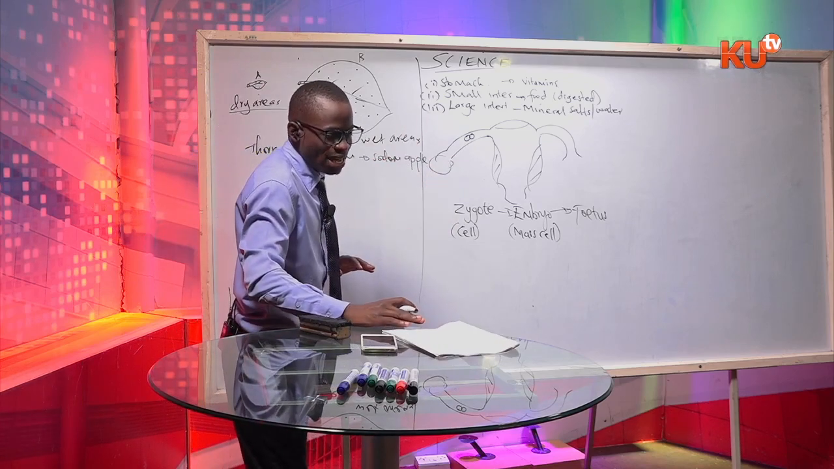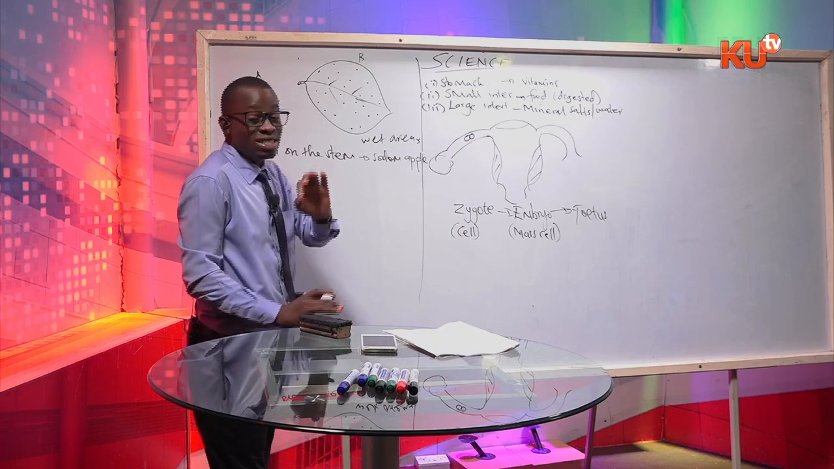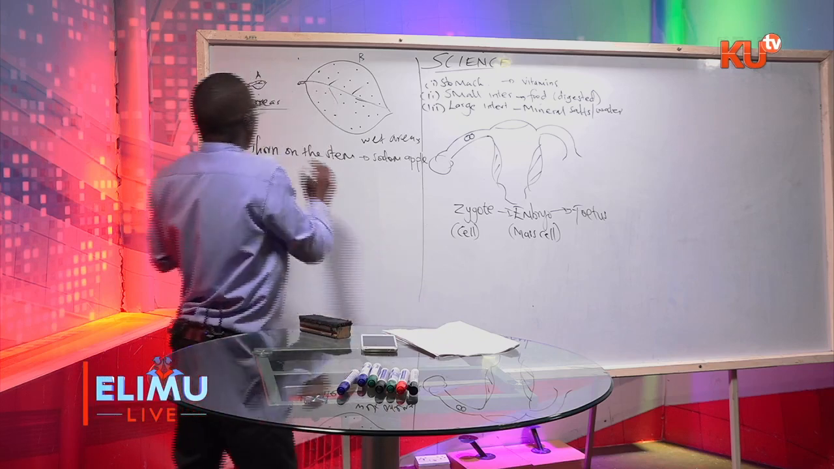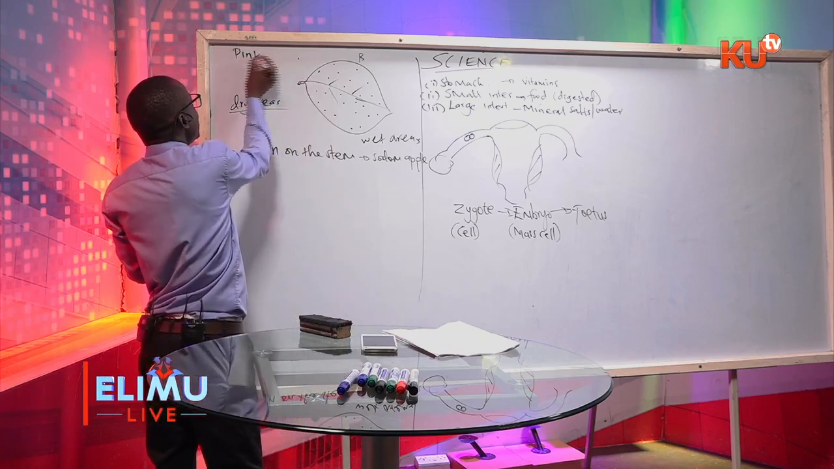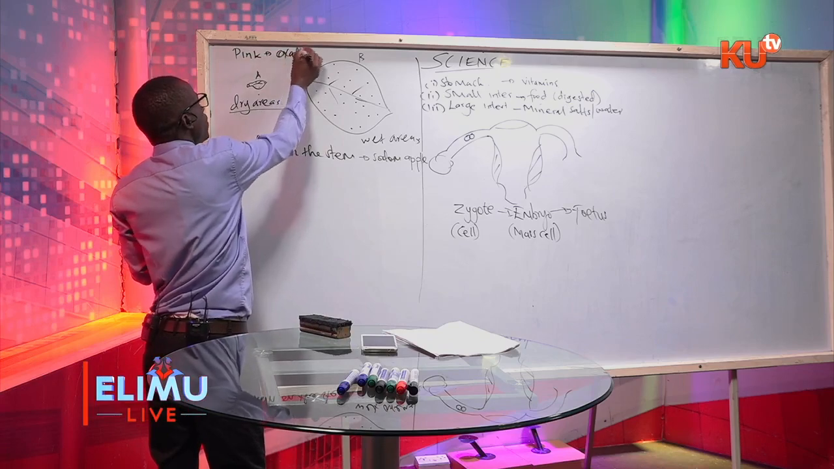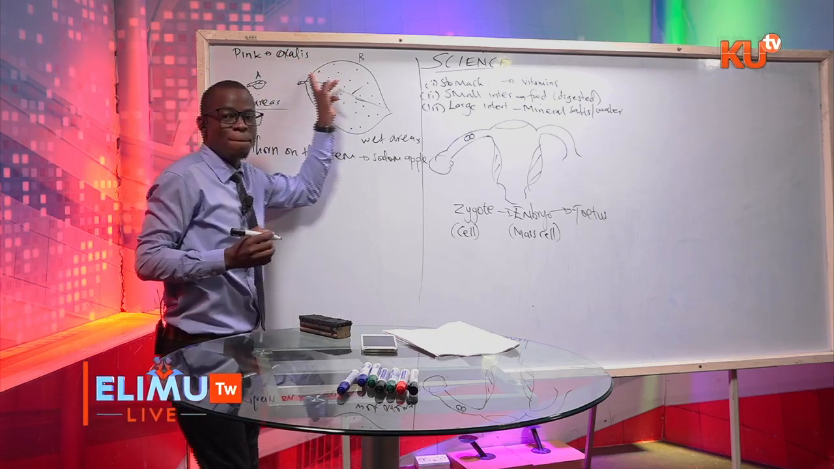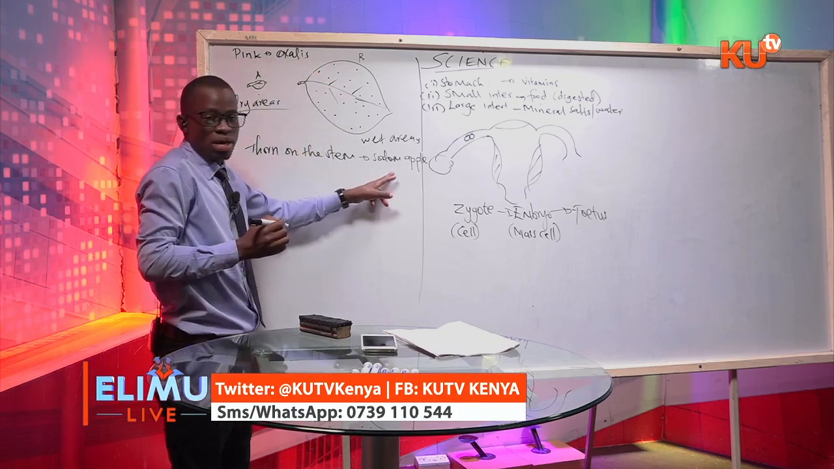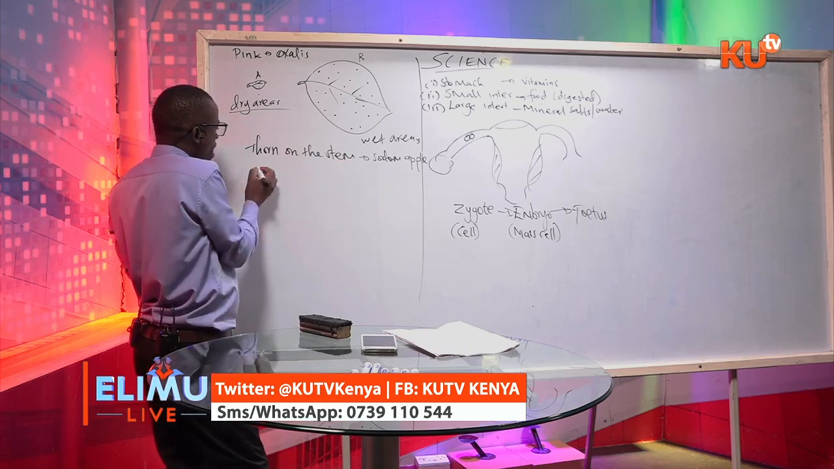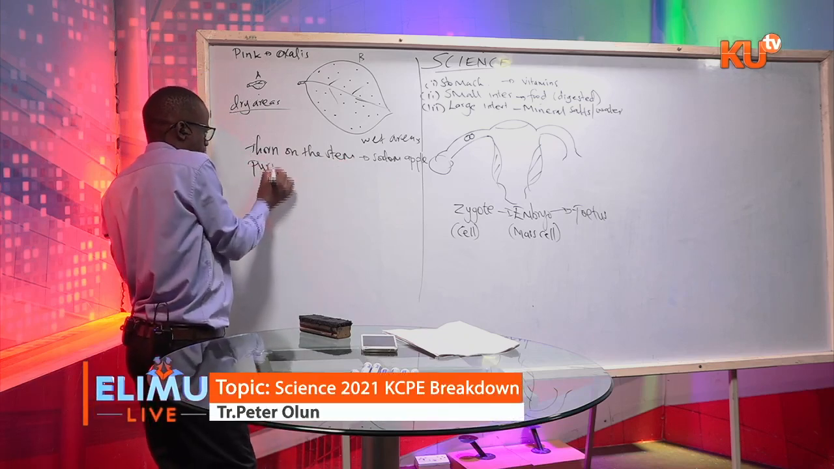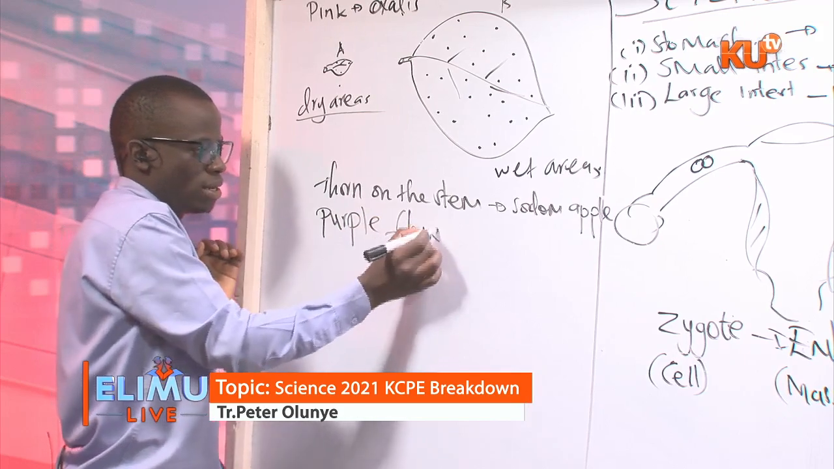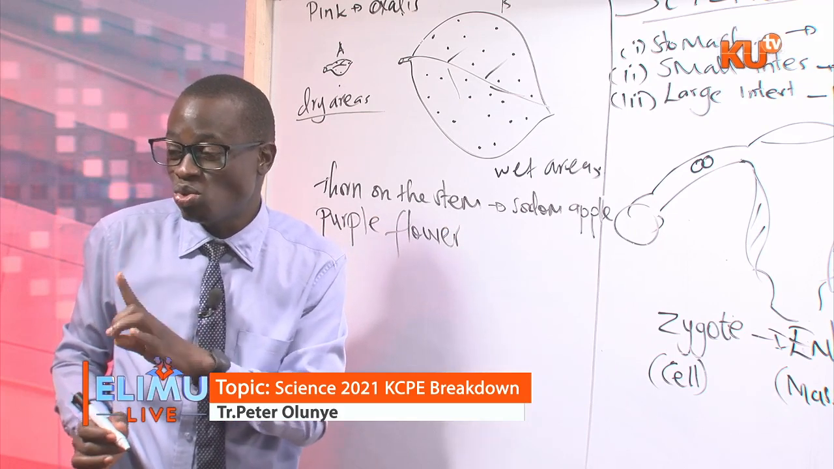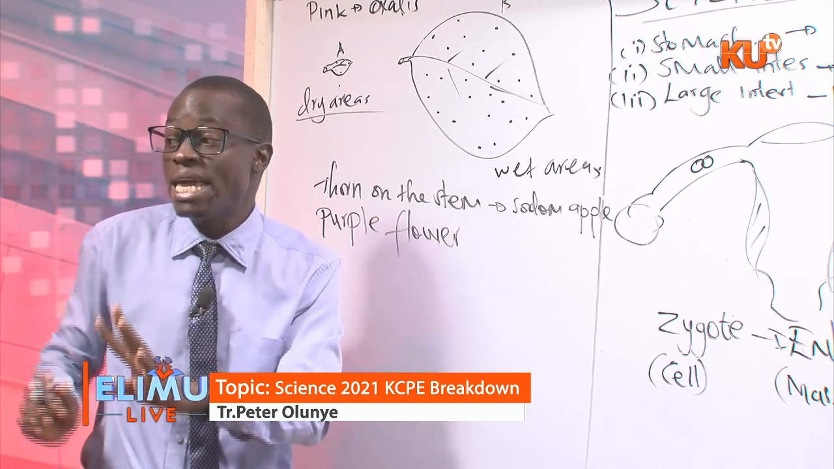The next one was pink flowers. Now, boys and girls, pink flowers is not for the Sodom apple. Pink flowers is a characteristic of the oxalis. So the oxalis have the pink flowers, not Sodom apple. Sodom apple is going to have purple flowers. I know this one is the common one that you know. But this time in KCPE, the examiner wanted you to identify this flower effectively.